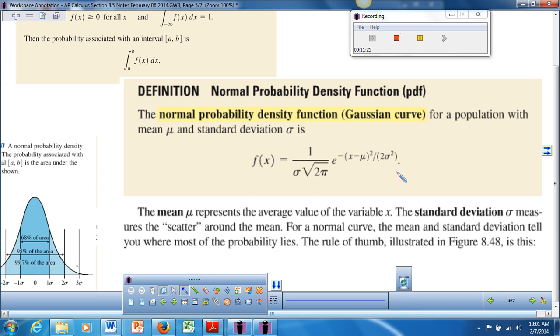I would not ask you to memorize this function. If I ask you to work with it, I will give you the normal distribution function. All right, so let's see what we can do with this example. Do we have it down?